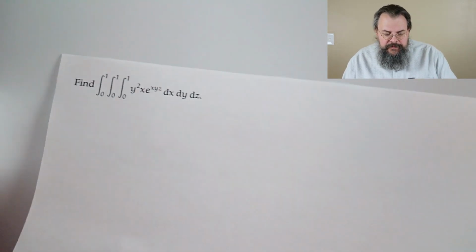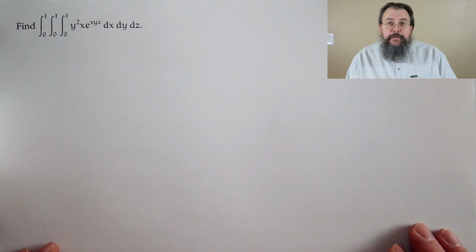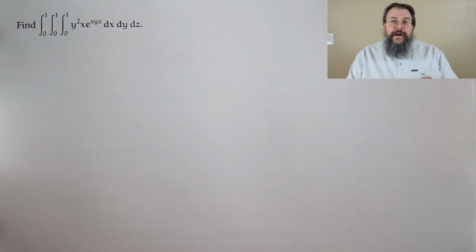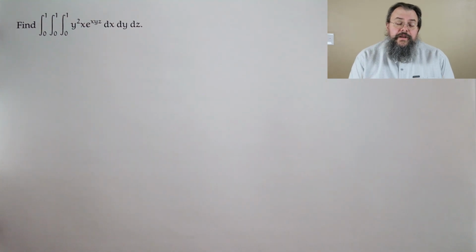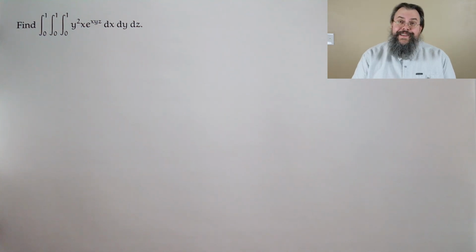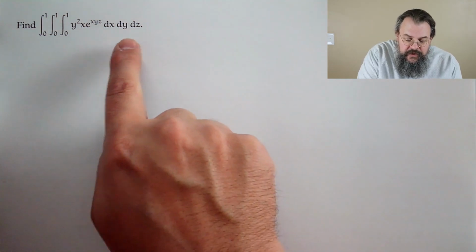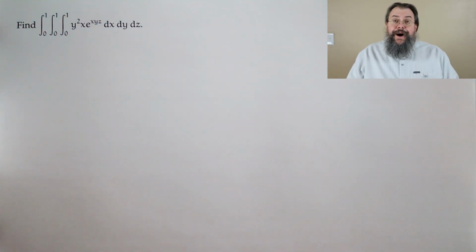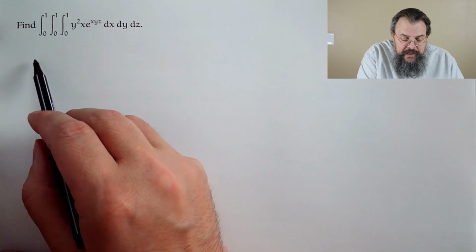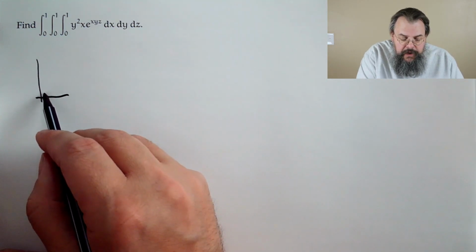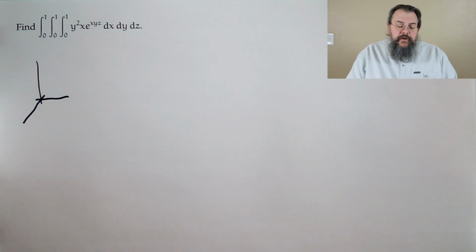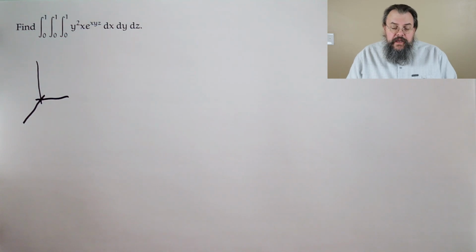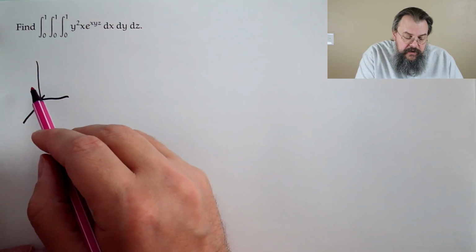Well, let's try another one. Another good problem. It shouldn't be too hard to find more good problems. Find the integral 0 to 1, 0 to 1, 0 to 1. Ooh, nice. We can even see, look, z goes from 0 to 1, y goes 0 to 1, x goes from 0 to 1. It's a box. All right. Anyways, so we're going to find the integral over this box, this 1 by 1 by 1 box. And our function is y squared x, then e to the xyz, and then dx, dy, dz.